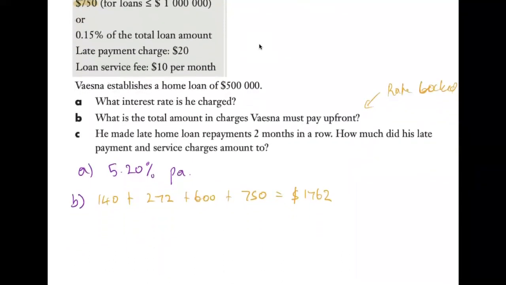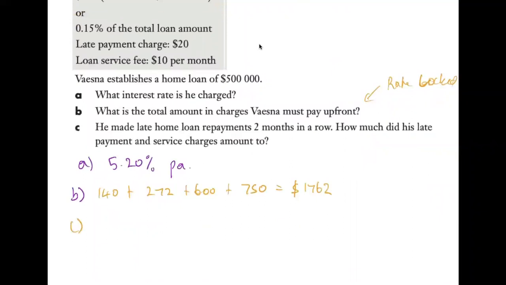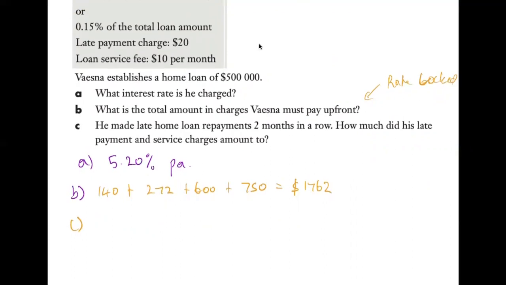So for part C, he made late home loan repayments 2 months in a row. How much do his late payment and service charges amount to? Across 2 months, we'll get a different color here, we might do this in blue. Across 2 months, he's had to pay $20 2 times, so his late fees are equal to $40. That's $20 for 1 month, $20 the next.